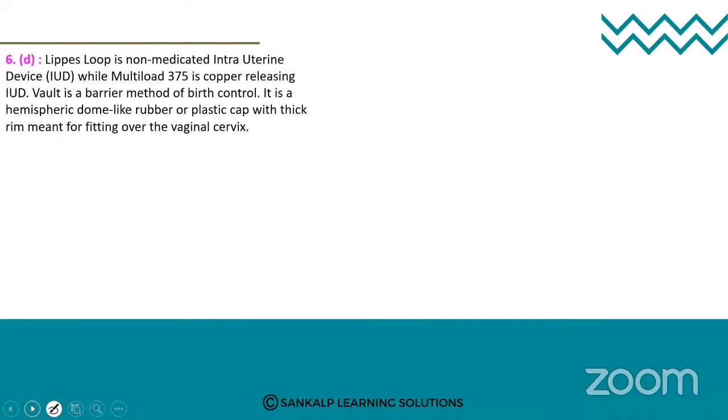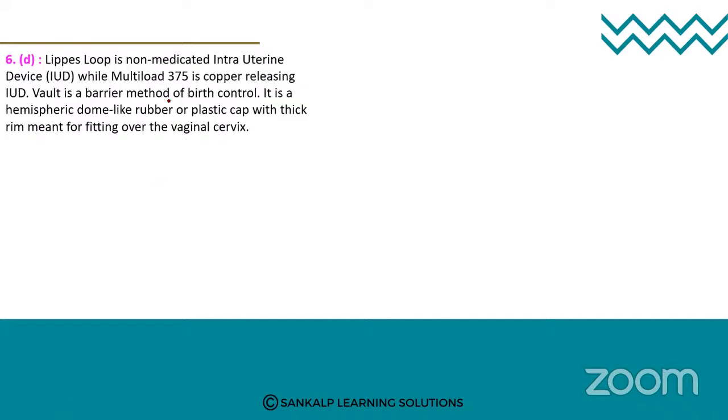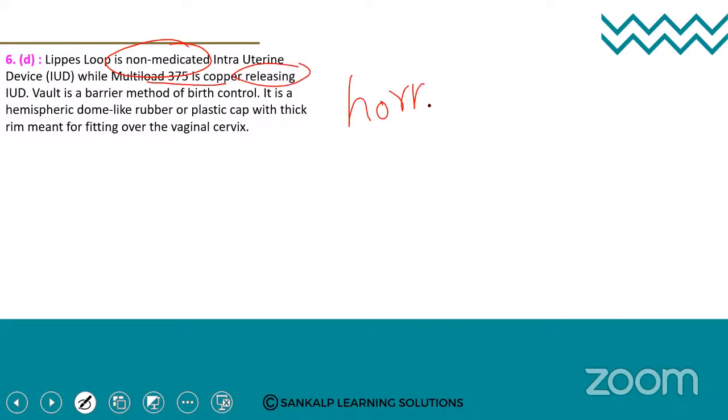Let us check the answer here. The right answer is option D. Most of you answered it. Progestasert and LNG 20. The Lippes Loop is non-medicated. What do you mean by non-medicated? Non-medicated means it will not release the hormone. While Multiload 375 is copper releasing. It is not hormone releasing. It is a copper releasing IUD.